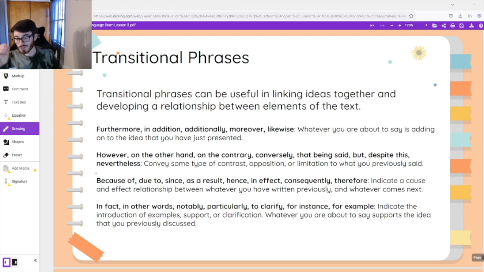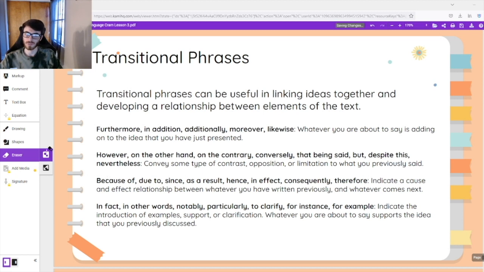Because of, due to, since, as a result, hence, in effect, consequently, therefore: these transitional phrases indicate a cause and effect relationship. Whatever you just said causes whatever comes next, or it could be the other way around, right? Whatever you just said is the result of whatever you're about to say. And obviously, depending on which comes first, the cause or the effect is going to influence which of these you choose to use. Some of these you would use with the cause coming first, others you would use with the effect coming first.